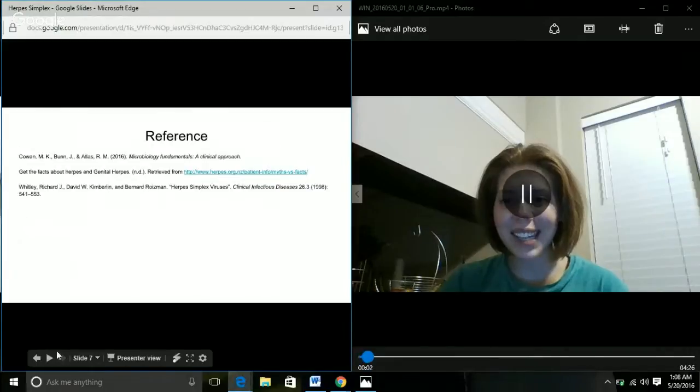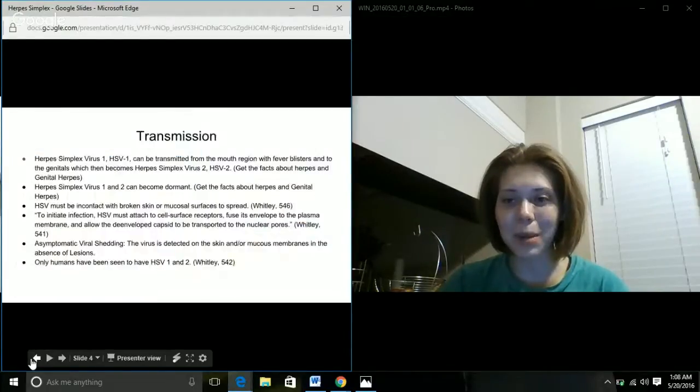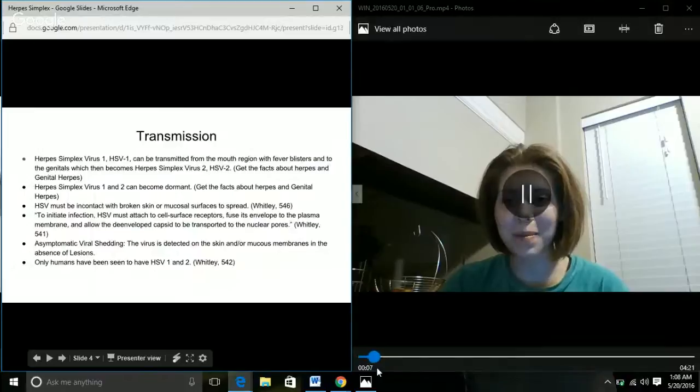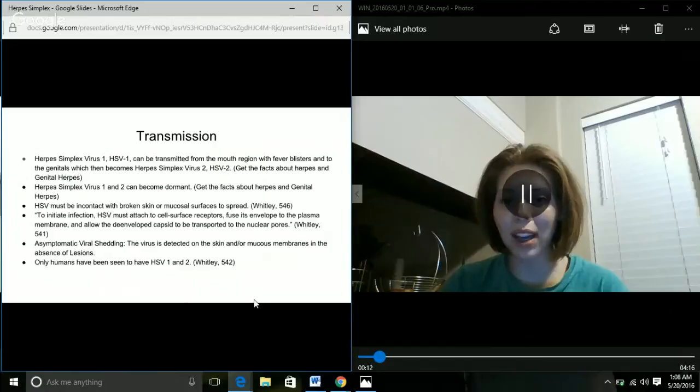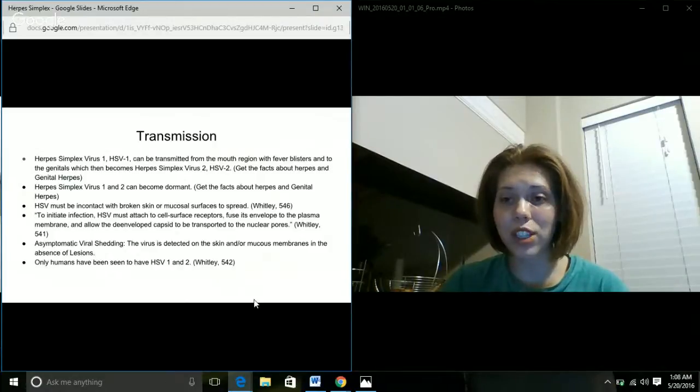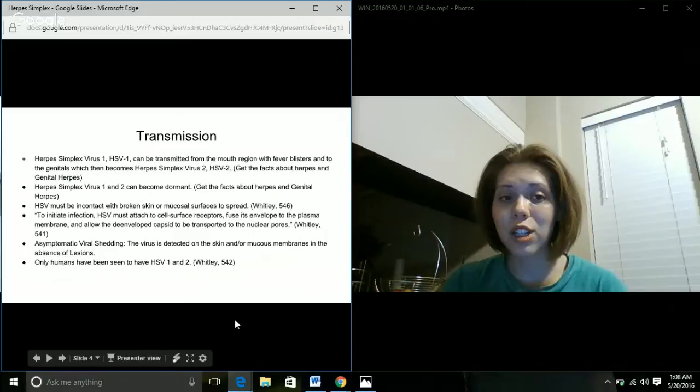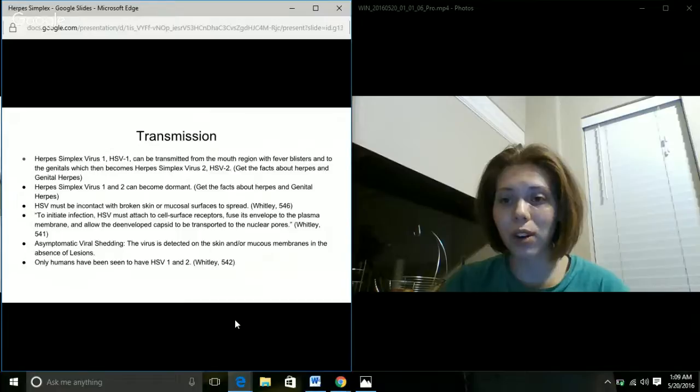I'm going to go ahead and discuss the transmission of herpes simplex virus 1 and 2. Herpes simplex 1, commonly known as HSV1, can be transmitted from the mouth region with fever blisters to the genitals, which then becomes herpes simplex virus 2, also known as HSV2. Herpes simplex virus 1 and 2 can become dormant in the body. This means that transmission of the herpes simplex virus would not occur until there is an outbreak.